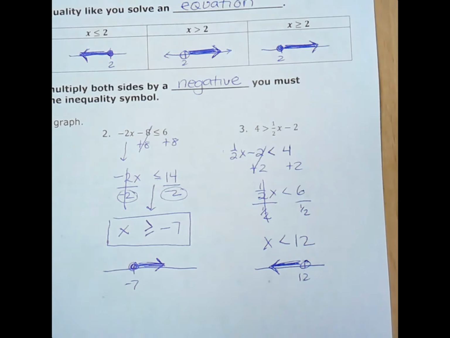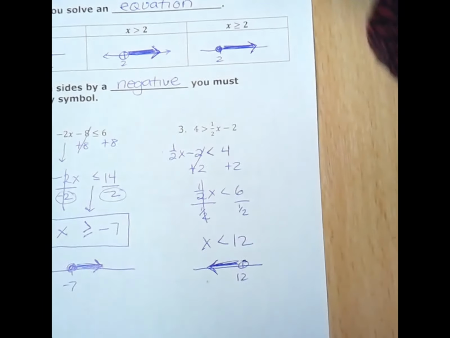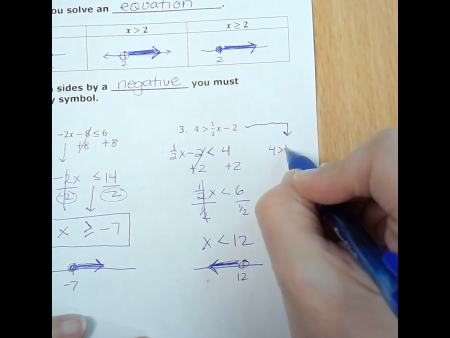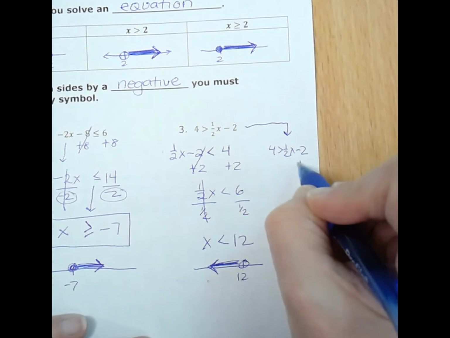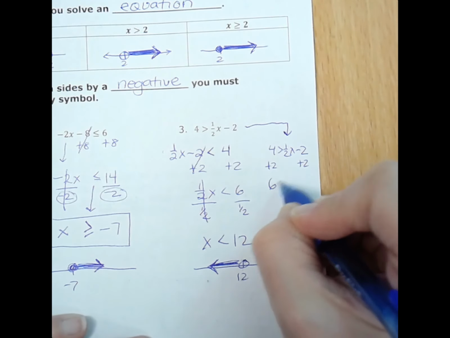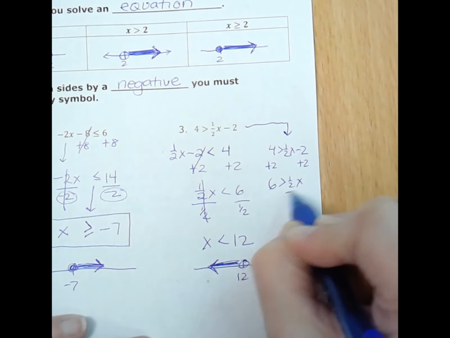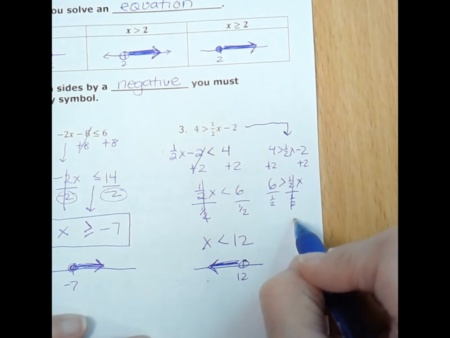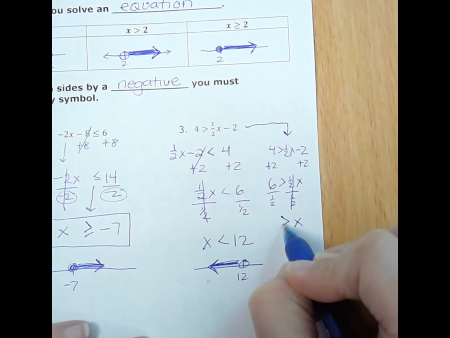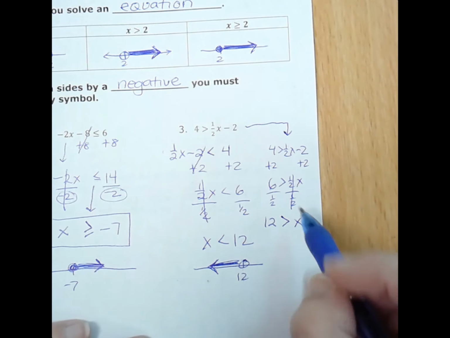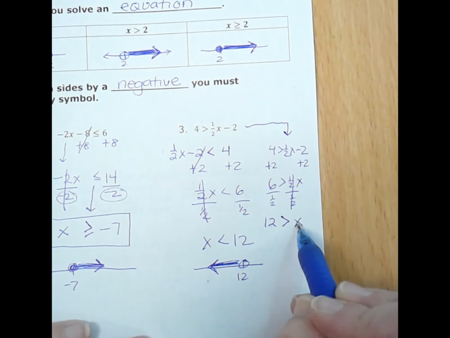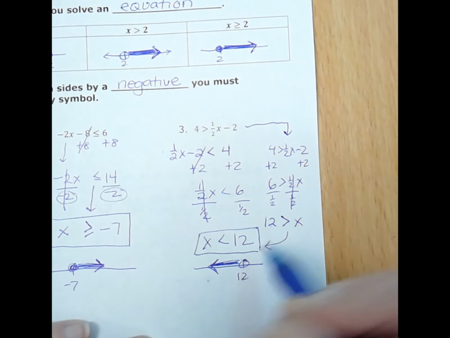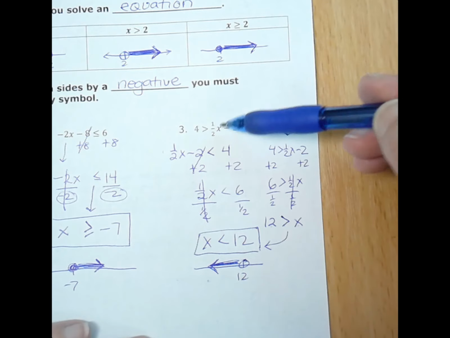Okay. You can also solve that one the way it's written. Divide both sides by 1/2. You get x on that side and 12 on this side. But remember, 12 greater than x is the same as x less than 12. So just be careful with the ones that have the variable on the right side.